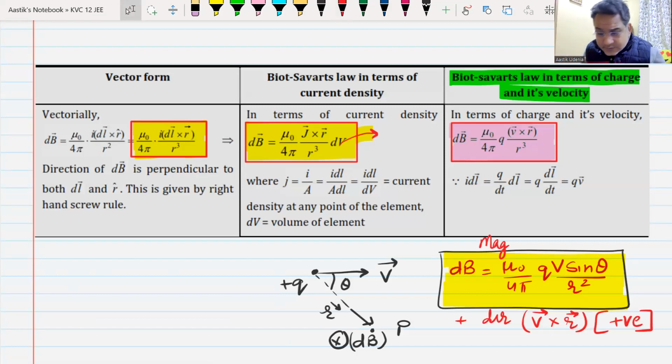Take a deep breath. Now think again and tell me which formula I should apply here. I have to find out the magnetic field at the center of this. Which formula should I apply here? Yes, the third formula, sir, in scalar form. Apply it and you get your answer.